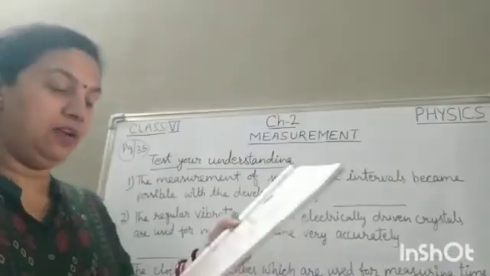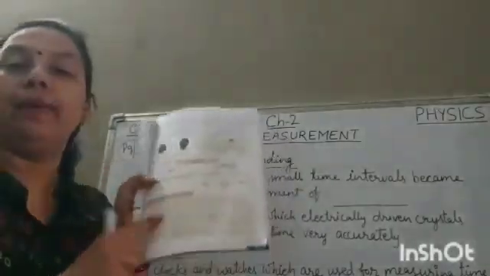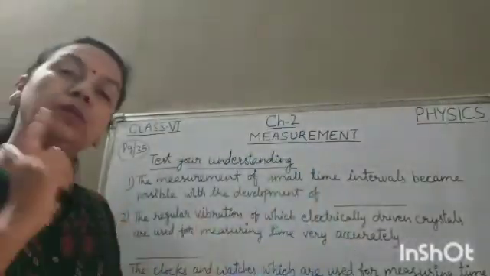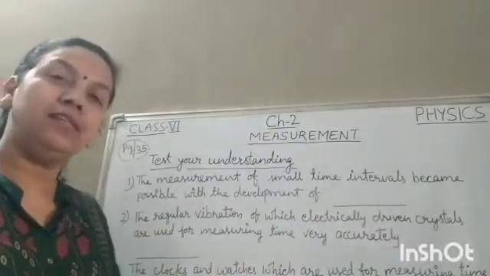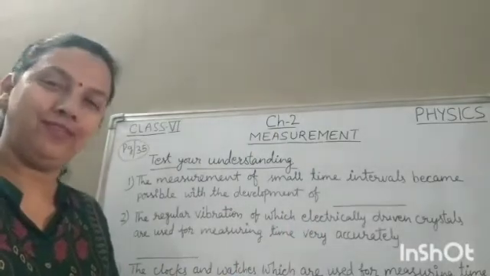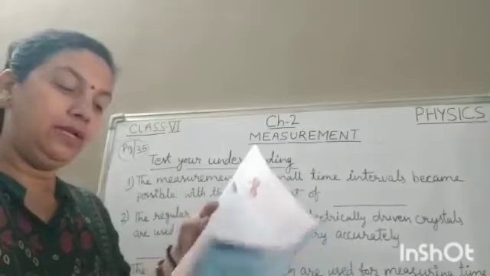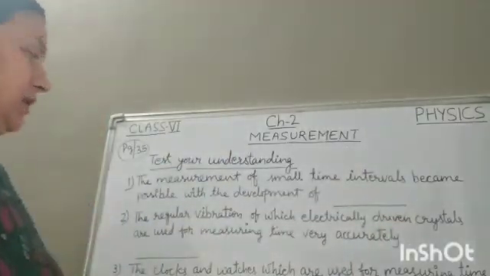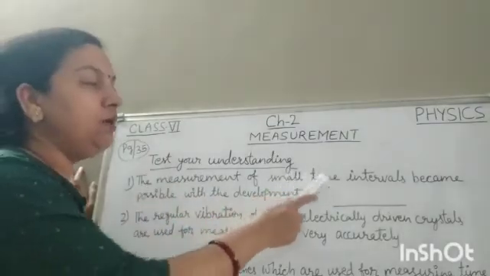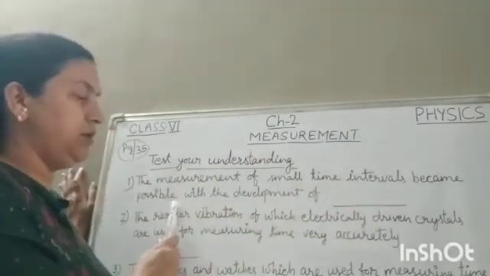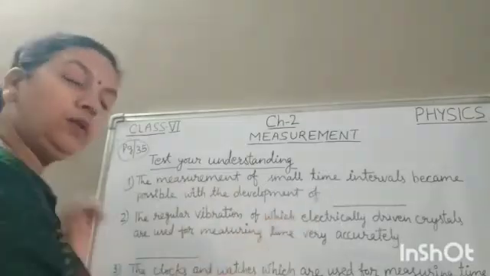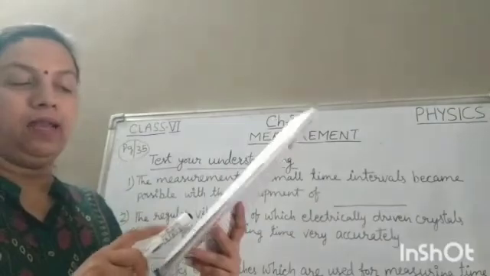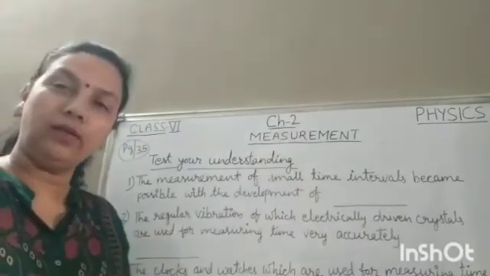So children, our next exercise is on page number 35, and this exercise is related to the topic which we have just read, that is measurement of time. Okay, so let us solve this exercise. Question 1 is: the measurement of small time intervals became possible with the development of what? 4 options are given there: sand clock, sundial, pendulum clock and water clock.